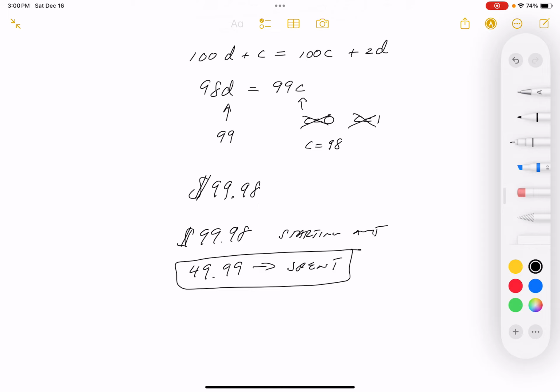Maybe I'll read the question again. Before going to a garage sale, Elise counted the money she was taking along. After an hour, she counted it again and found that she spent exactly half of it. Yes, she spent half of it. The number of cents now equals the number of dollars she started with. That's true. And the number of dollars she now has is 1/2 this number, and 1/2 of 98 is 49. So we're okay. How much did she spend? She spent $49.99. That's it. Thank you.